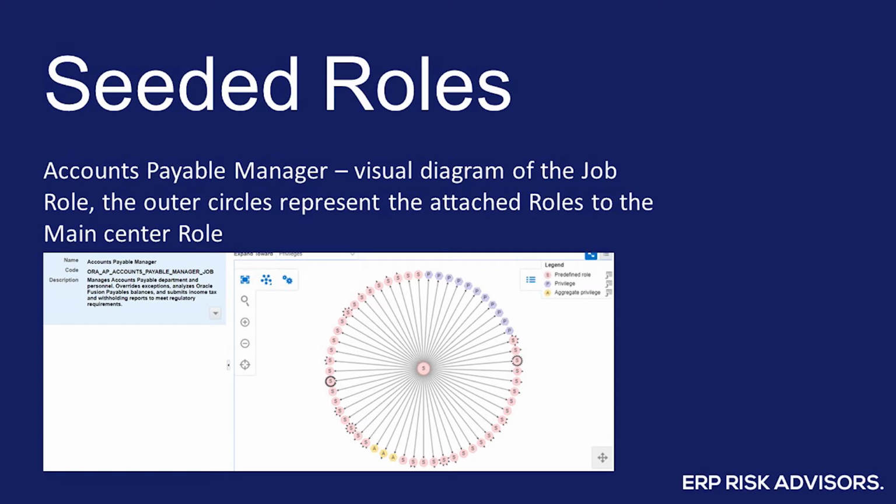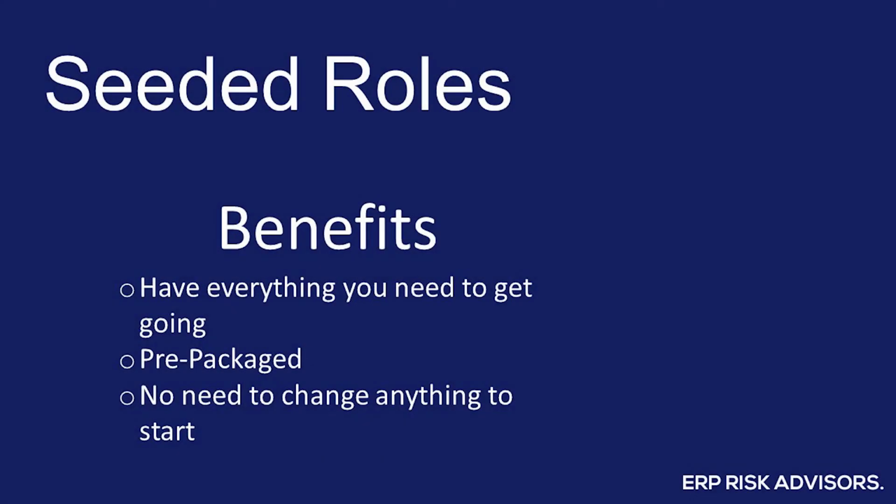So some of the seated roles, for instance, in AP, you have Accounts Payable Manager, which is a role that gives you access to manage all of the payables. You have the ability to handle some of the setups associated, the configurations, as well as the basic business processes. So the seated roles are very good in that they give you access to do everything that you need to be able to do. They come prepackaged, so you don't have to think about what you need. They're there, they're ready to go, no need to change anything.